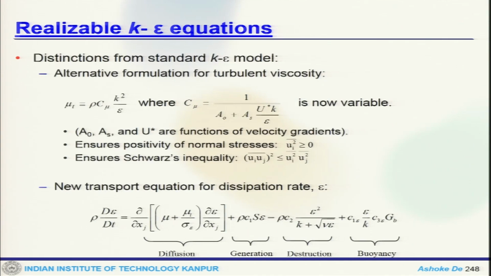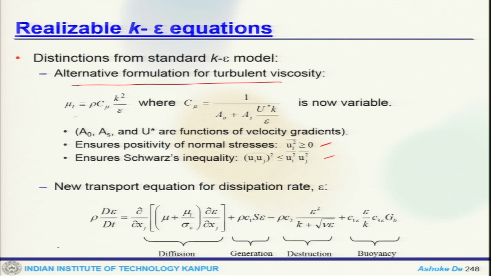So, this deviates from the standard K epsilon model, and one of the major deviations is the estimation of the turbulence eddy viscosity, which is mu t, calculated as C mu K squared by epsilon, and C mu looks like that. Here it ensures positivity of the normal stresses, that is number 1. Number 2, it also ensures the Schwarz inequality.